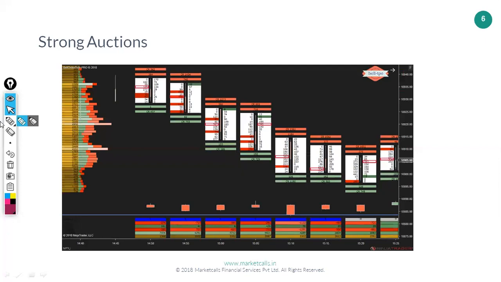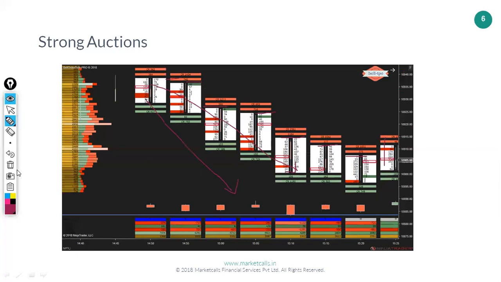The price is one-time framing down. It's continuously making lower highs, and lower highs again. Finally, the one-time framing came to a break. So these are the signs of strong auctions on the downside.